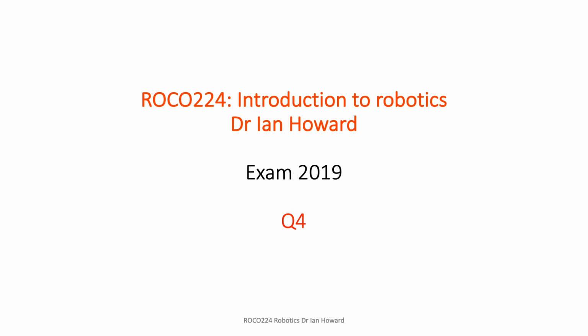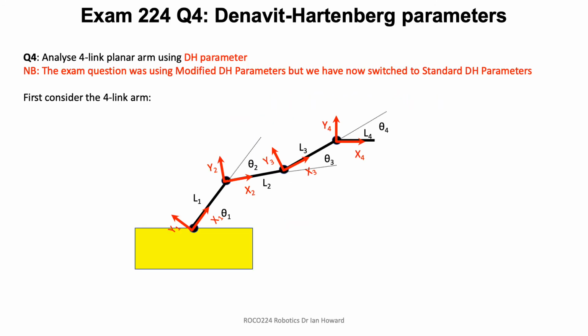So here's a Denavit Hartenberg question from 2019, that's last year. We're asked to analyse a 4-link planar arm using Denavit Hartenberg parameters. It's actually referring to using classical in this case. We did set it up originally with this question with modified, but now we've obviously moved over to standard. So let's first of all consider the arm.